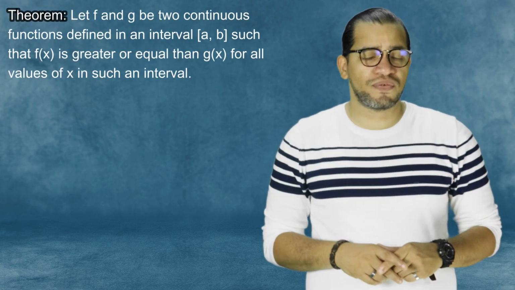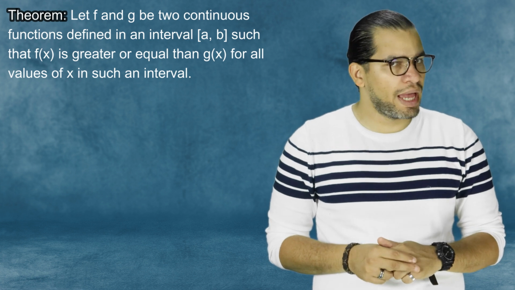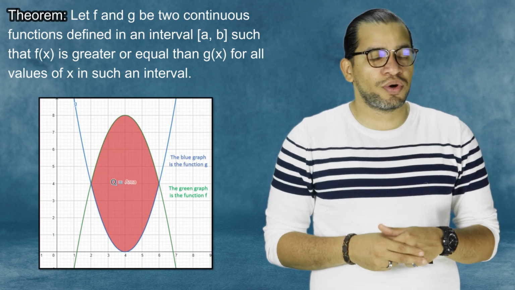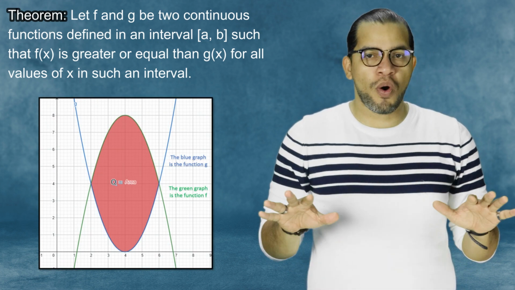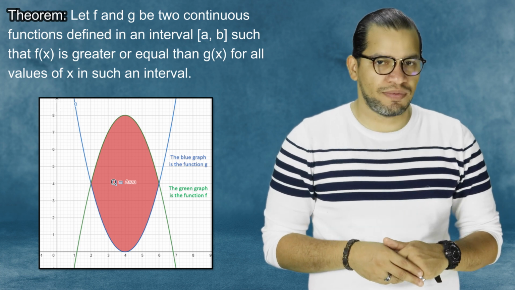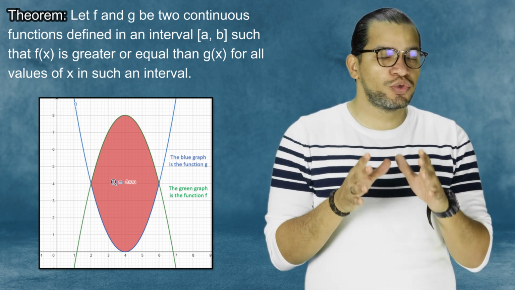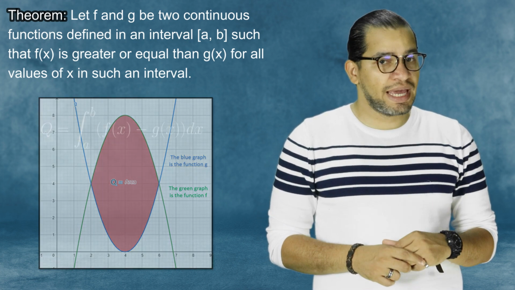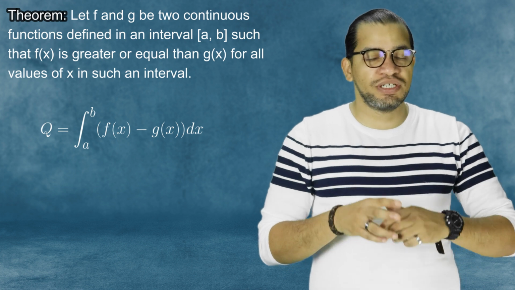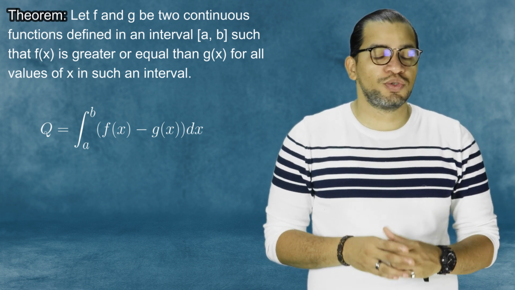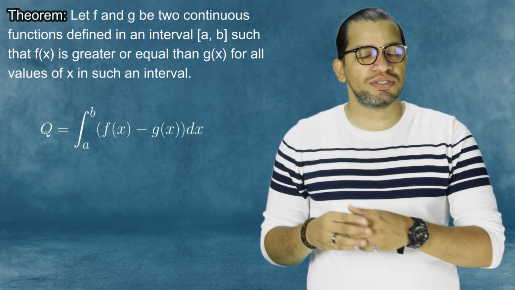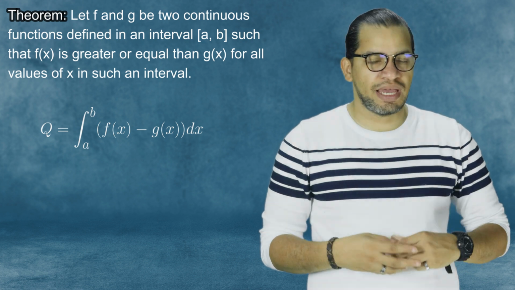Let us consider two functions f of x and g of x defined in an interval [a, b], such that f of x is greater than or equal to g of x for all x in the interval [a, b]. Then if we denote by Q the region enclosed by the two functions, the area of that region will be equal to the integral from a to b of f of x minus g of x dx.